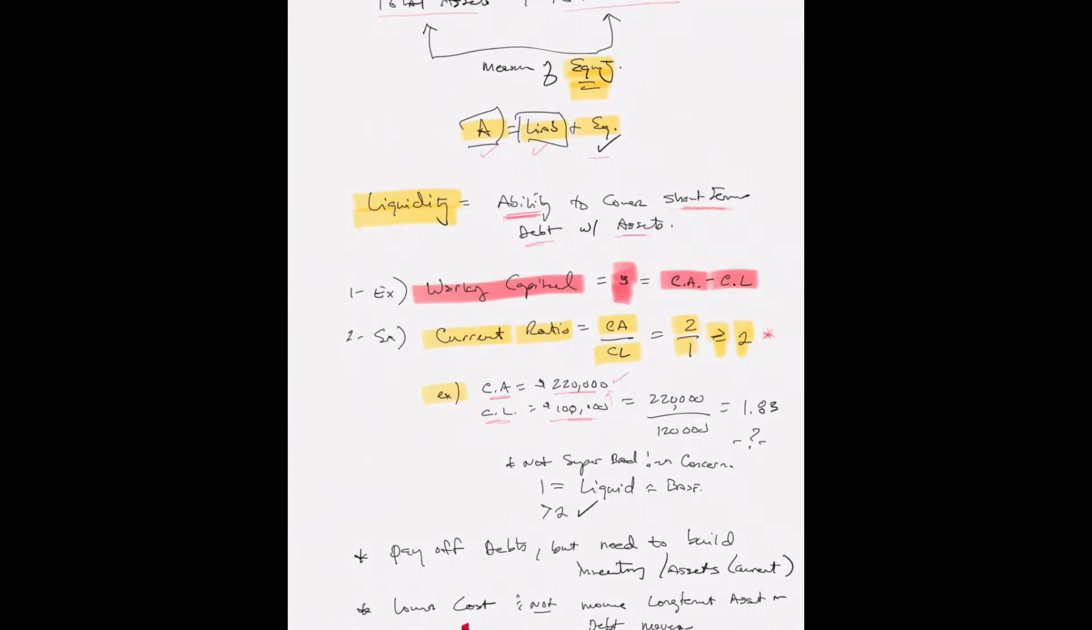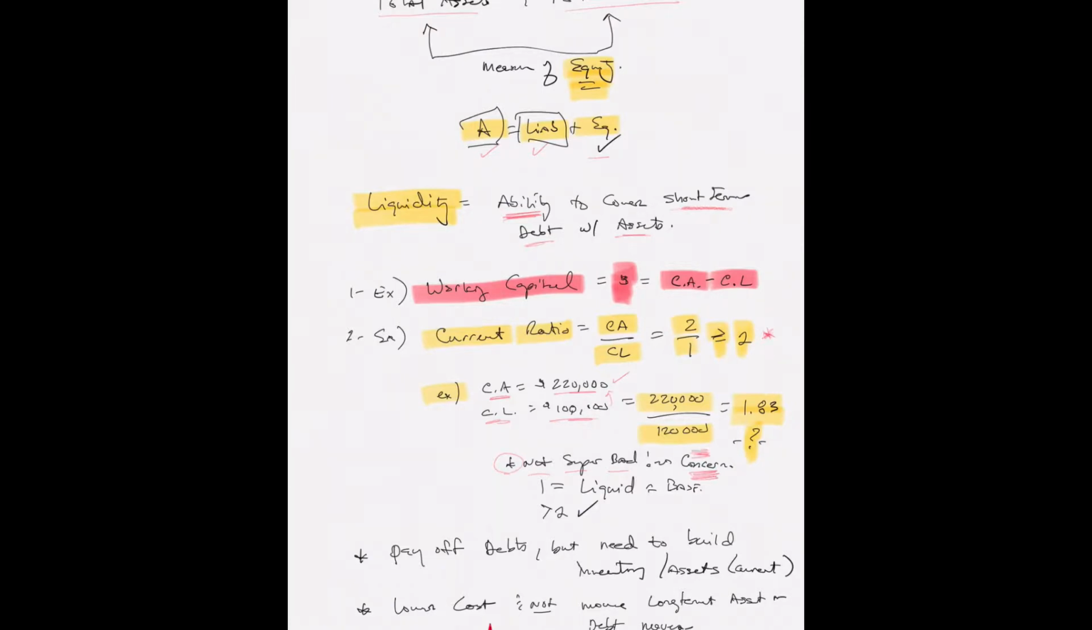All right, let's go to the next one, current ratio. That's more of a ratio, so it gives us a lot more information. It's current assets divided by current liabilities, and I'm going to put 2 over 1 because our goal is that this should be larger than 2.